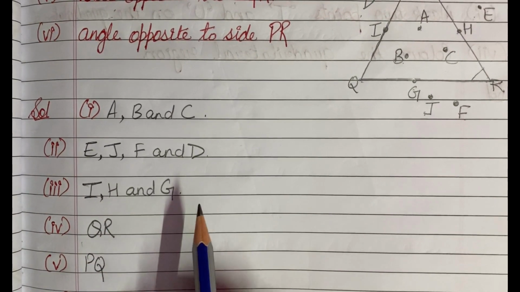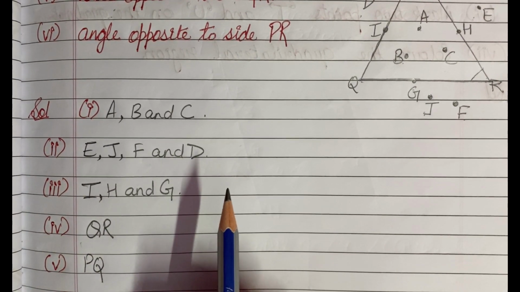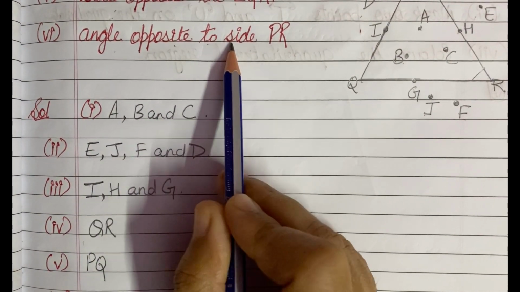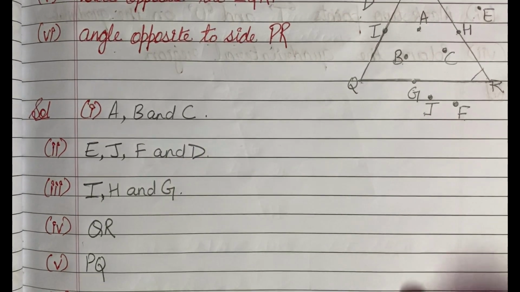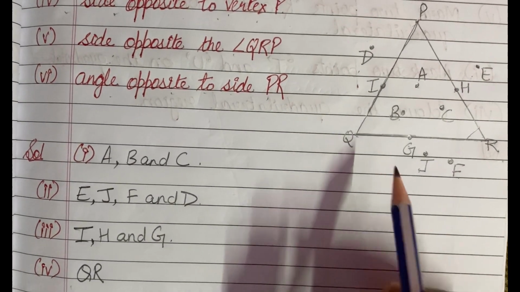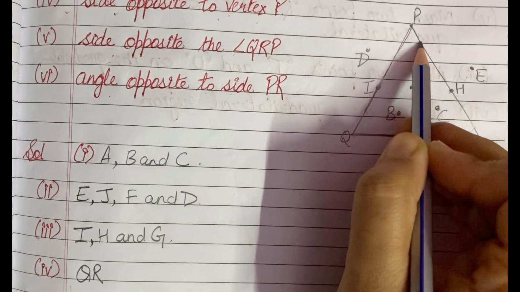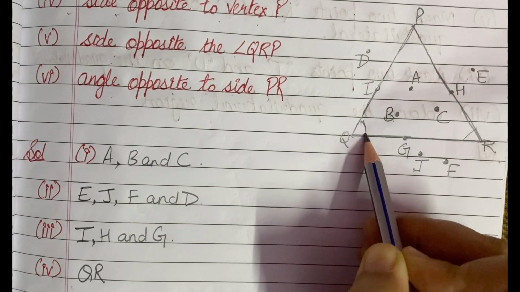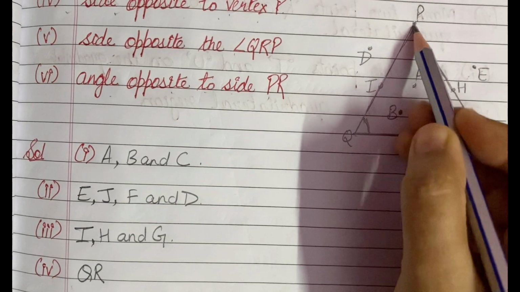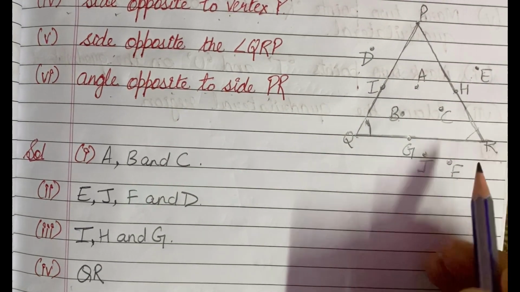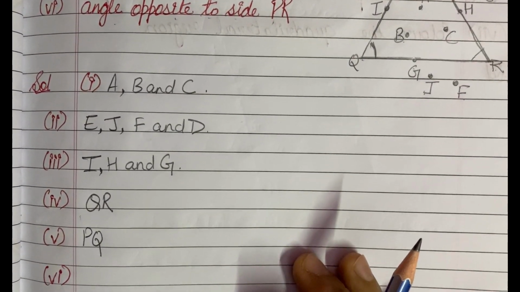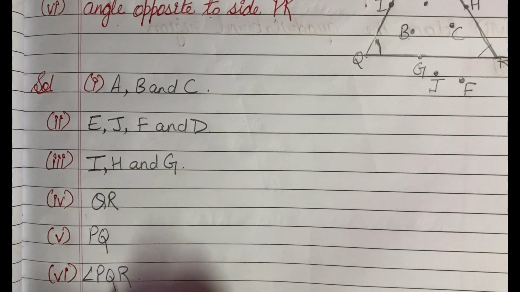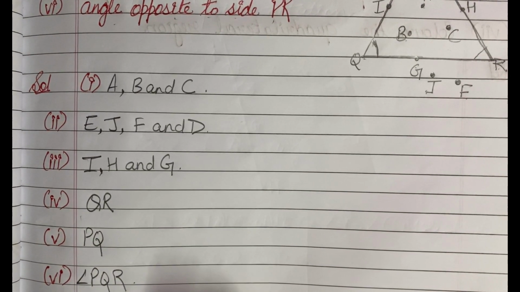Now see the sixth part, and they are saying angle opposite to side PR. Now see the side PR. This is the side PR, and the angle opposite to this is this one. That means angle PQR. So here we will write angle PQR. Hopefully it is clear to you.